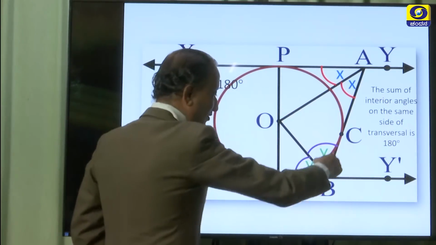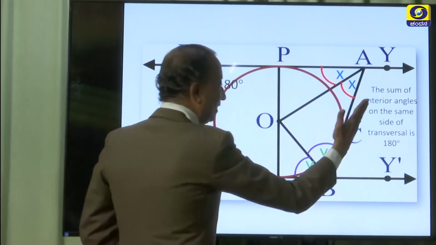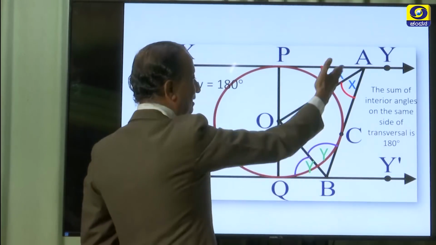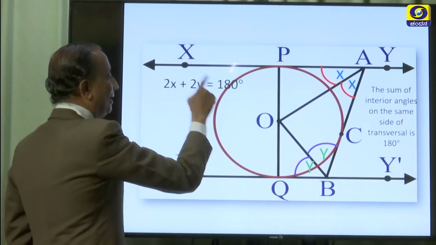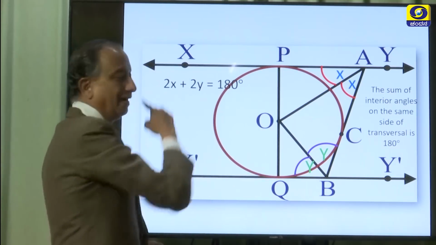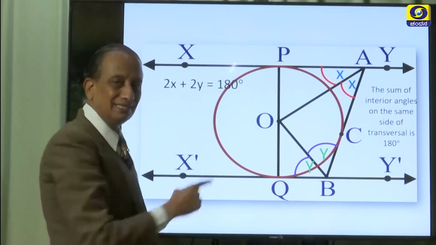So, this is the transversal, these are the lines which are parallel. This and this are on the left side of the transversal, their interior angles, their sum has to be 180 degrees. So, 2x plus 2y has to be 180 degrees. Now, how to find out this angle using this equation?